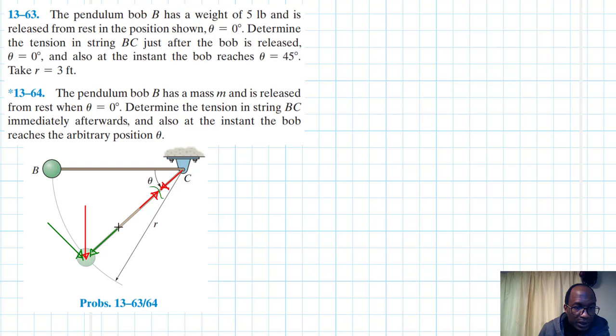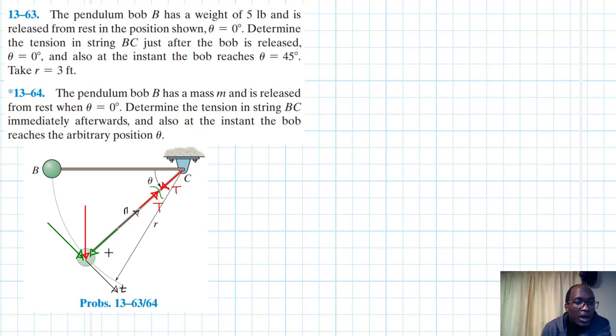We have this axis, which is the n-axis. And then we have this axis, which is the t-axis. So this is the t-axis. Let me just label them. So this is t, and this is n. And then this one is the tension.